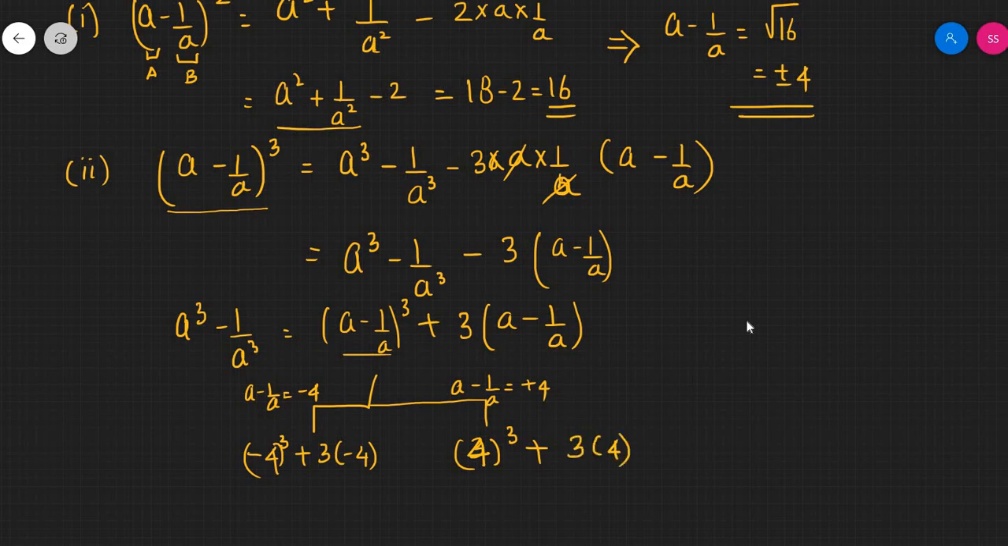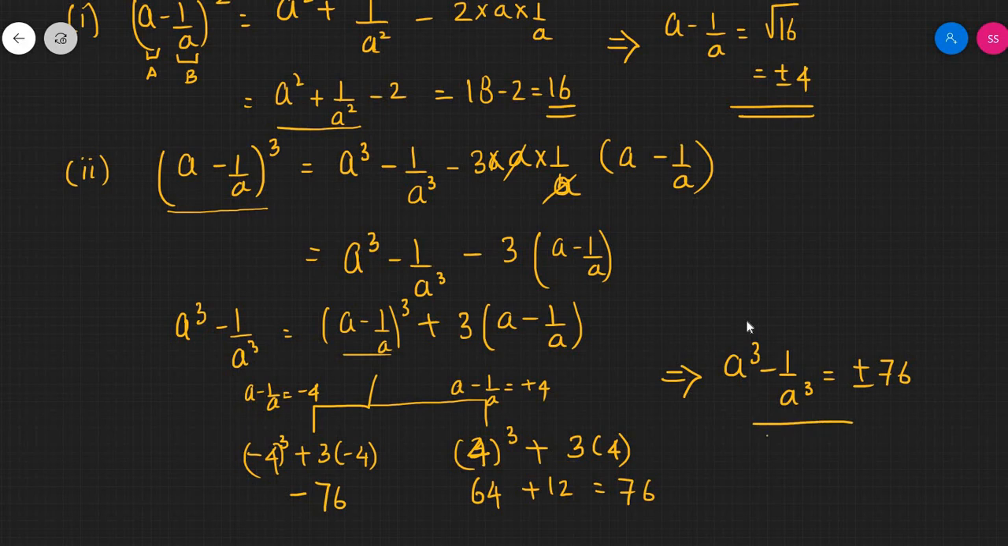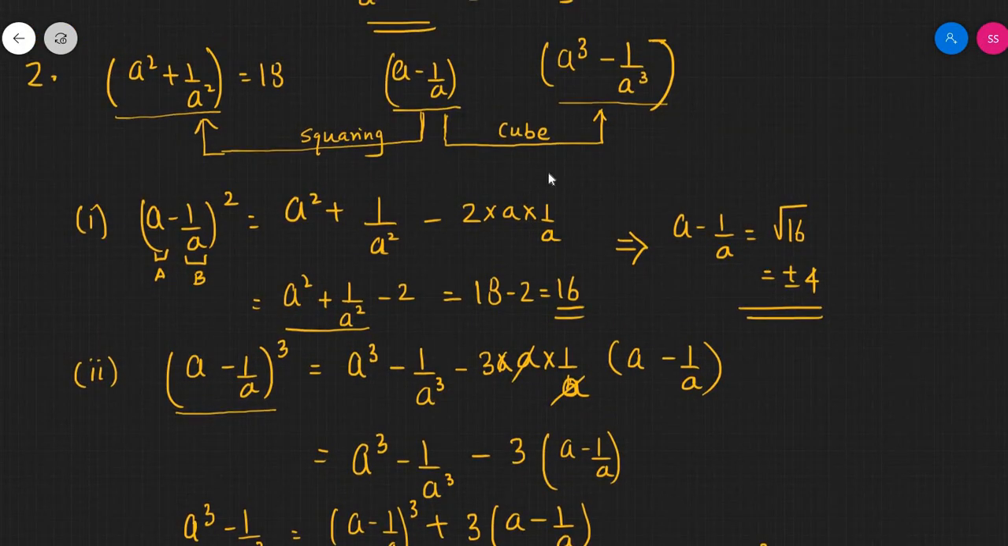This would be 64 plus 12, 76, and this side would be minus 76. So this implies a cube minus 1 by a cube is plus or minus 76. So once you get the basic idea of how to reach your destination by looking at the problem, then it's quite easy to solve these kinds of problems.